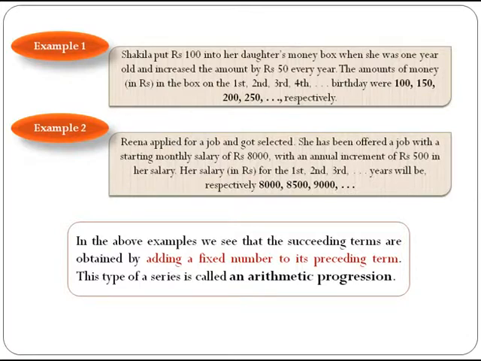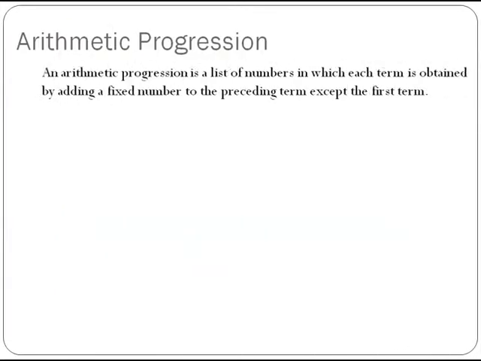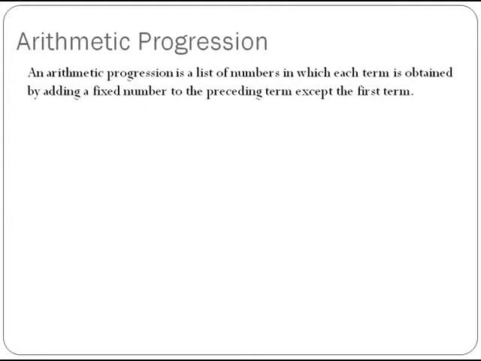In the above two examples, we see that the succeeding terms are obtained by adding a fixed number to its preceding term. This type of series is called an arithmetic progression. Let us look at arithmetic progression in detail now. An arithmetic progression is a list of numbers in which each term is obtained by adding a fixed number to the preceding term except the first term.